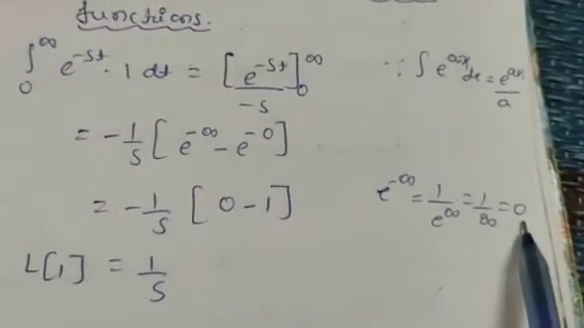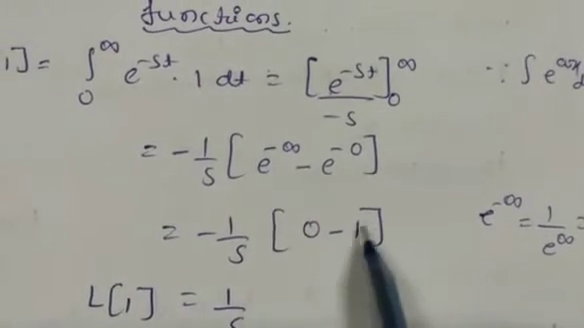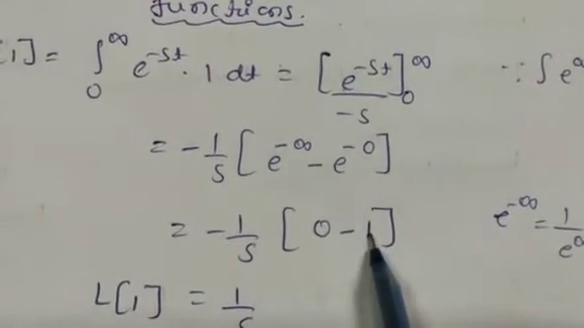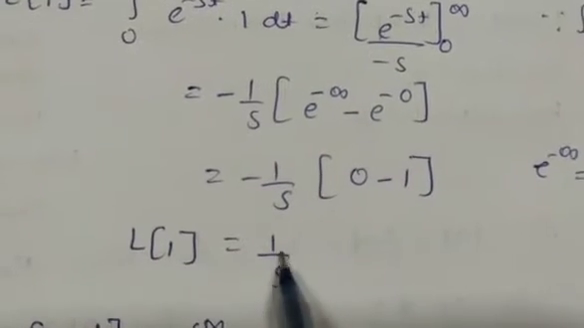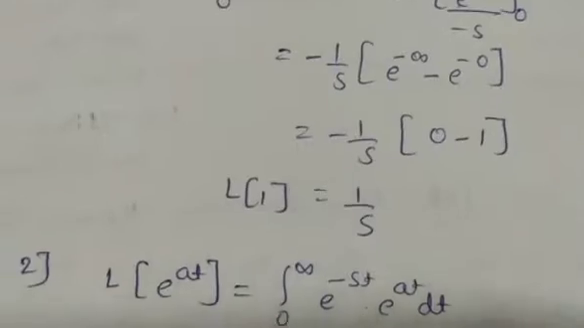1 by infinity is equal to 0. Therefore it is 1 minus 1 by s into 0 minus, we know e raised to 0 minus 0 is 1. So minus into minus plus, it is equal to 1 by s. So this implies here Laplace transform of 1 is equal to 1 by s.